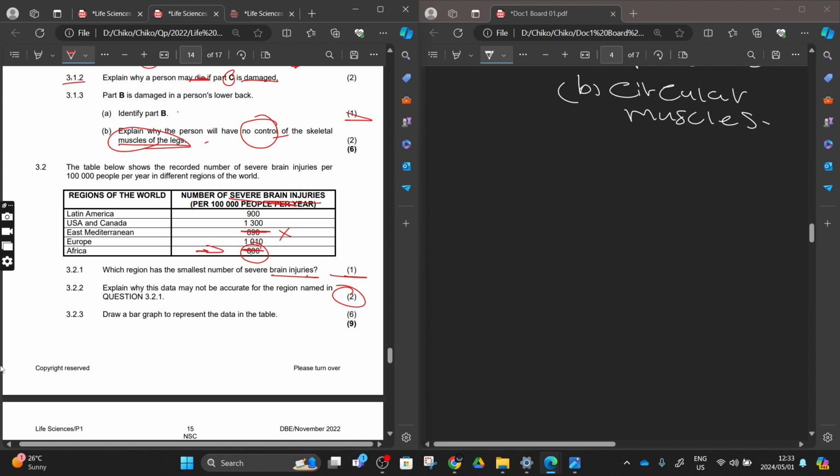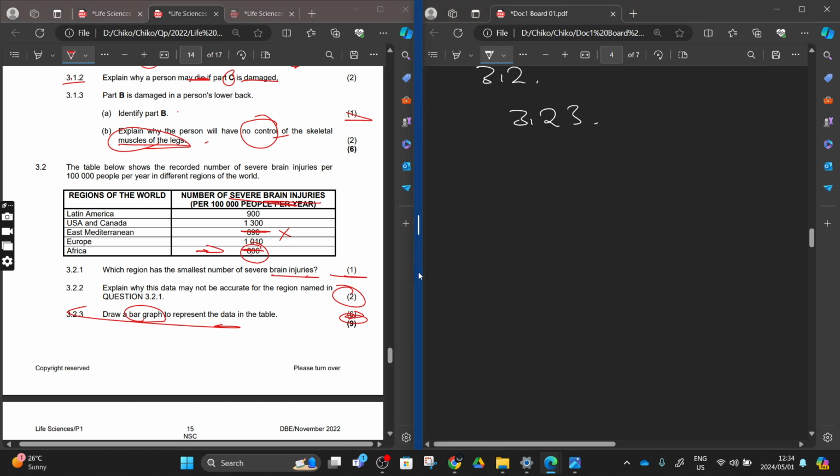Now draw a bar graph to represent the data. Let's do this. 3.2.3, this one here, 6 marks, right? Draw a bar graph to represent the data in the table. These 6 marks, you have to bag this. You have to take these 6 marks. So what you are going to do is a bar graph. You know the bar graph, it's like this, right? You'll have your x-axis and y-axis, and then from here you have to come and label this one.